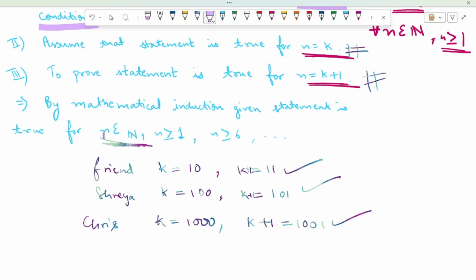You need to read the question. Is it for all n belongs to natural numbers, or n greater than or equal to 1, or is some other initial condition given, such as n greater than 6 or something like that? Then accordingly you need to conclude based on your given statement.